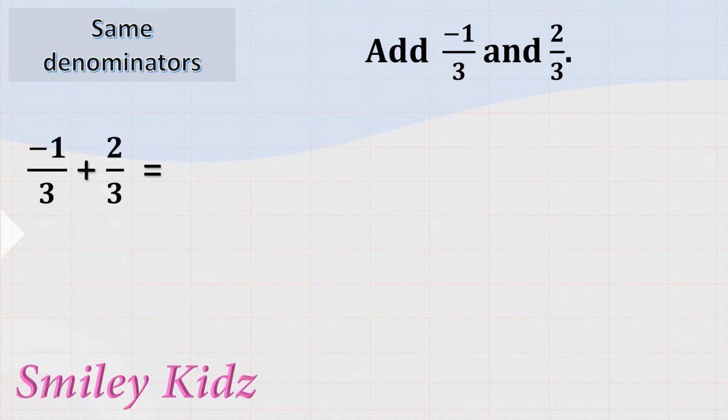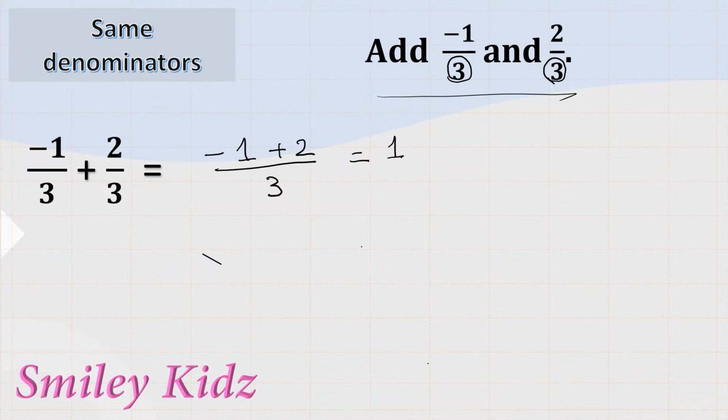Same denominator. Add -1/3 and 2/3. Here if you have observed, we are having the same denominators, that is 3. So when there are same denominators, we can just add the numerators. -1 plus 2/3. -1 plus 2 will be 1. 1/3. So, when we add -1/3 and 2/3, we get the answer as 1/3.